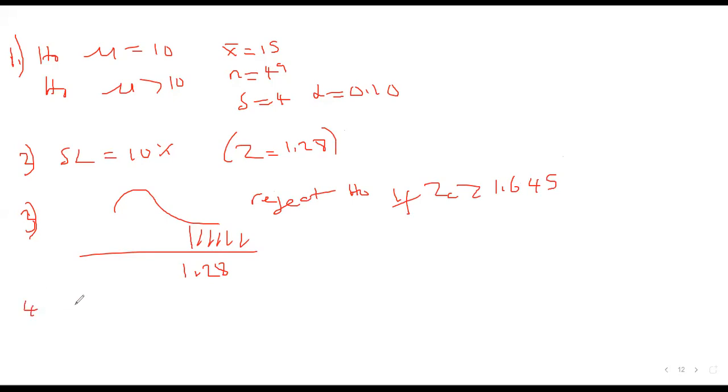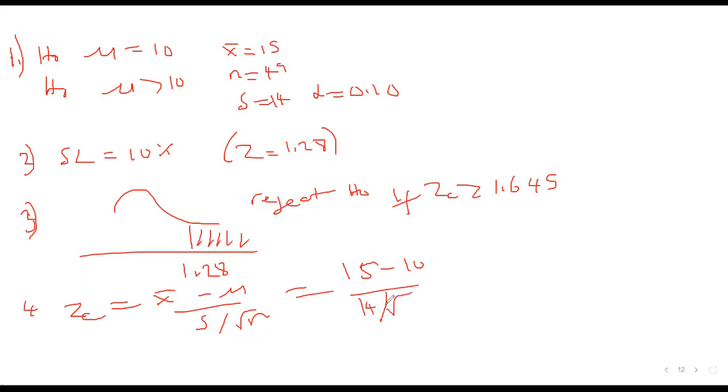Then step 4, we calculate Z. What's the formula for Z? X bar minus mu, standard deviation over square root of n. So here we have 15 minus 10 over standard deviation 14, over square root of n, which is 49. So here we have 5. Our standard error is what? 2. Here we get 2.5. So 2.5 is in the rejection region. So what is our conclusion? Reject H0.